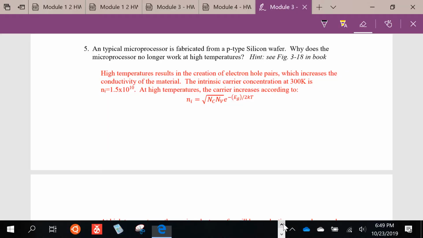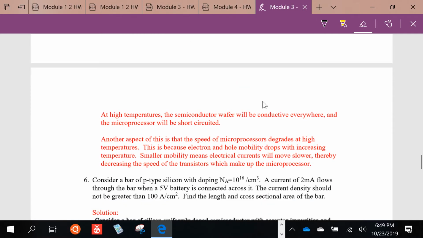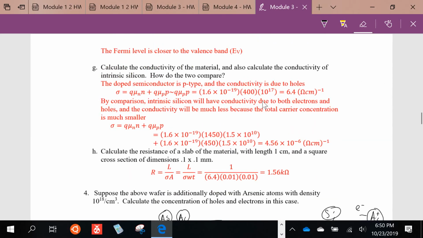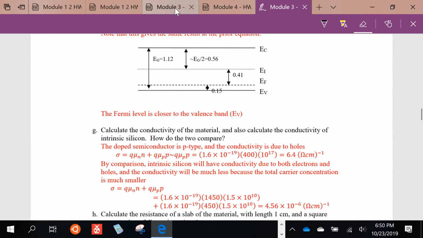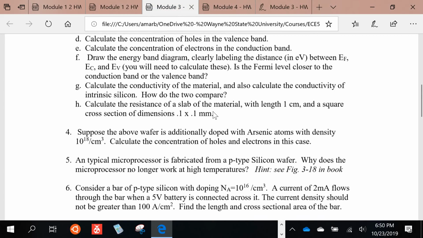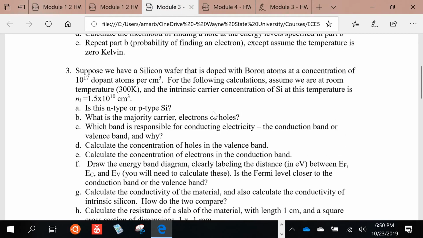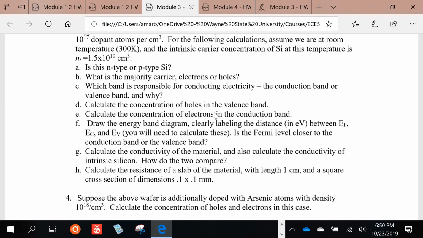Moving on then. On number 3, question G, you use a different value for the mobility. One time 400, and the other time you used 450. Calculate the conductivity of the material and also calculate the conductivity of intrinsic silicon. How do the two compare?